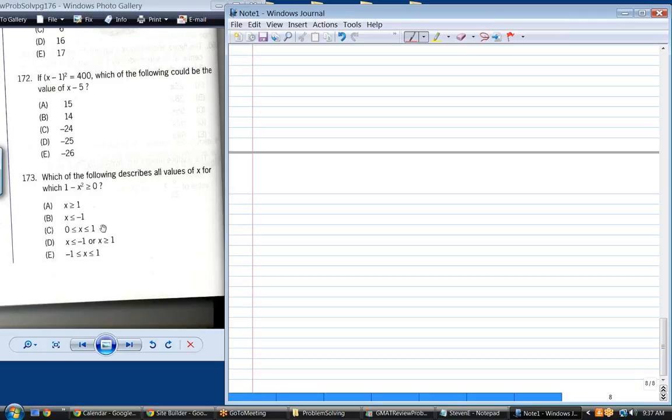Yep. Now, C happens to work, and C is true, but you've got to go back to the question, which asks which of the following describes all values of x. C is true, but it only covers half of them. It only goes from 0 to 1. It doesn't describe from -1 to 0 also. Right. So this is a bit tricky. This is one of the few questions you'll see on the GMAT where they actually give you two answers that are technically correct, but this one does not describe all values of x, even though it does fit that equation.